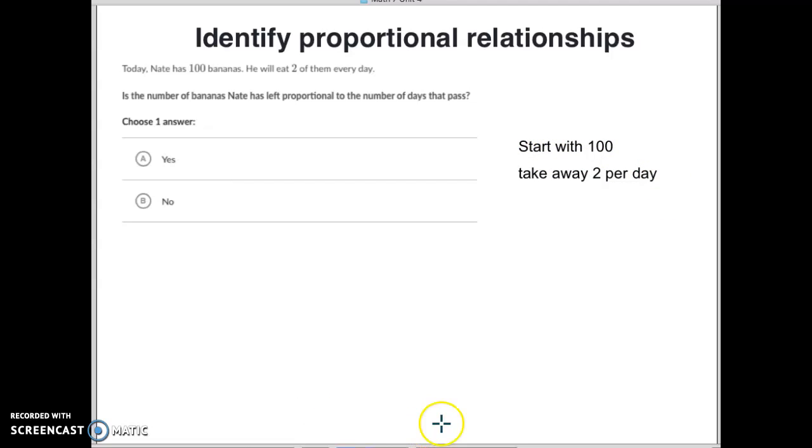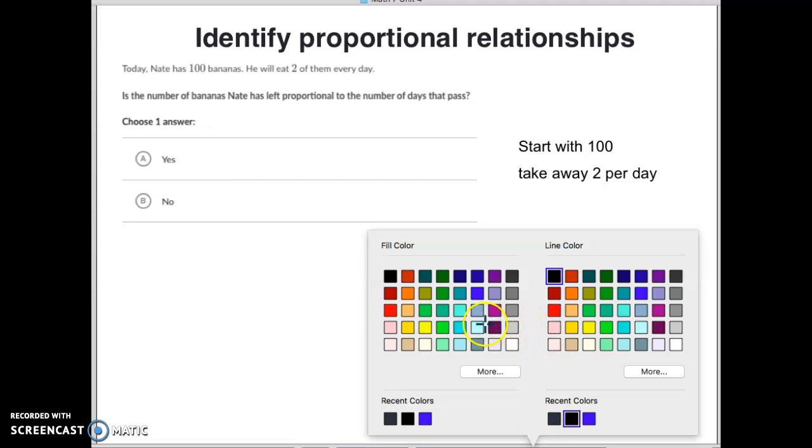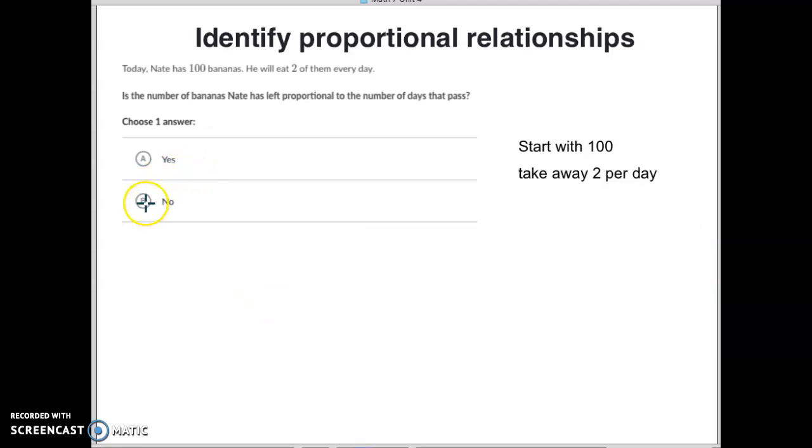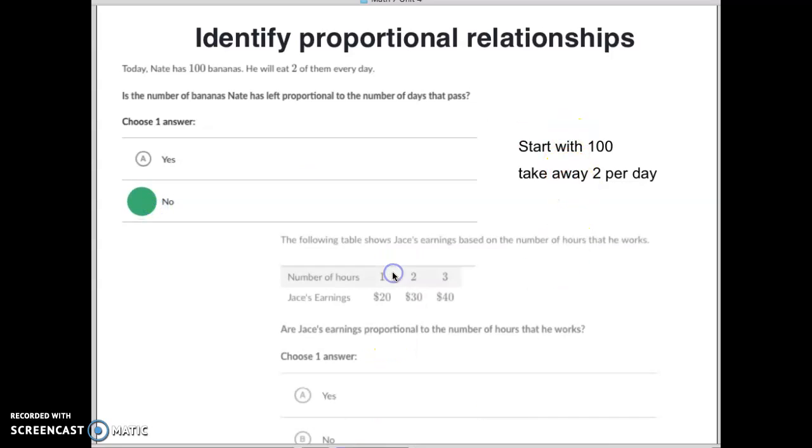So let's get a nice little circle on here. What kind of color should we go with today? Oh, we're going with a nice green color today. So no, it didn't start at 0, so it is not proportional. Okay. Next one, let's try this one.